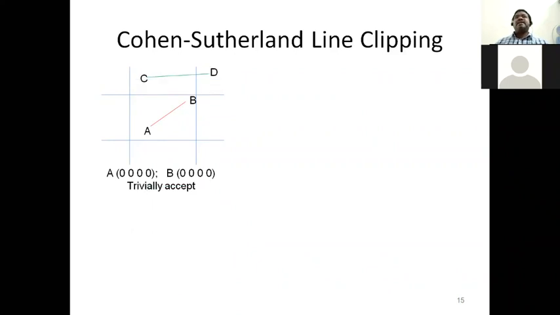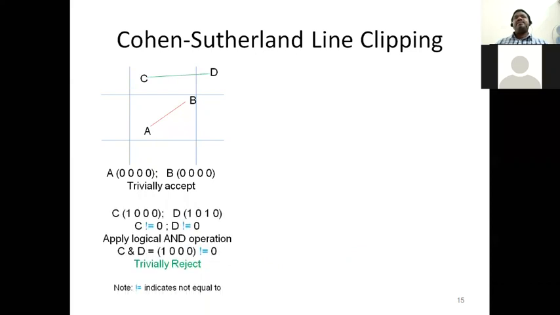Next one, C and D. Do the coding for C and D. What is C? 1, 0, 0, 0. It is above. What is D? Above right. Therefore, this will be 1, 0, 1, 0. If this is R, this is L. Right hand side, left, above, below. Okay, this value. Now, C is not equal to 0. D is also not equal to 0. Both are not equal to 0.